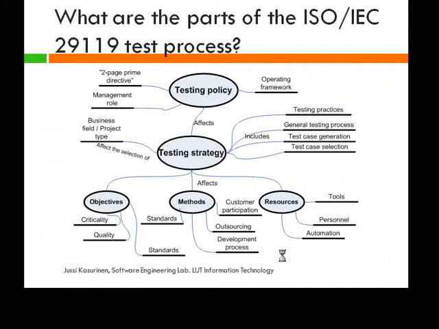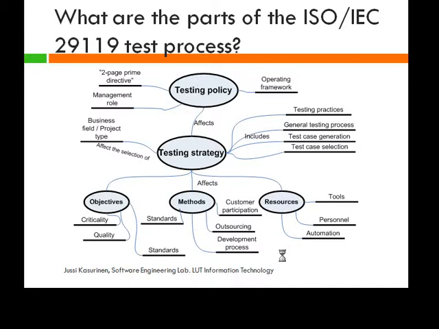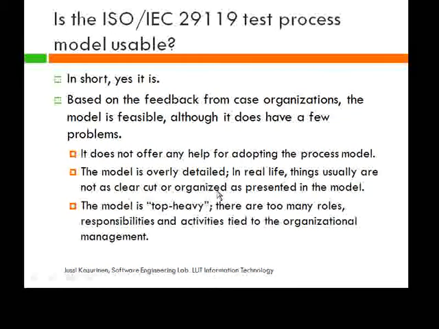The 2 organizational concepts, organizational test process concepts, pretty much include everything on the higher abstraction level, meaning that it's the objectives, criticality, quality standards, customer participation, outsourcing, working methods, resources, tools, personnel. Everything is part of the test strategy and test process. So things need to be thought out.